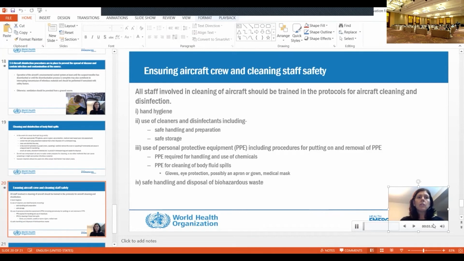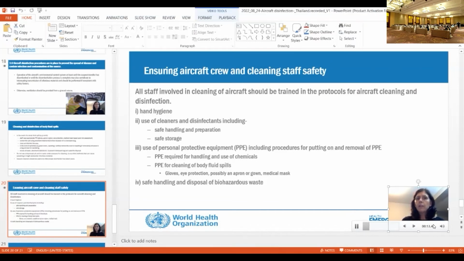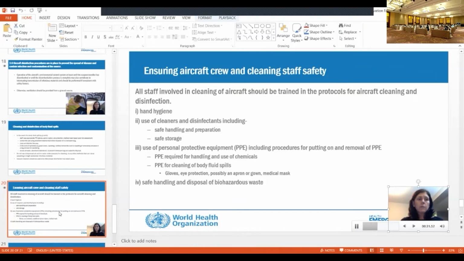Lastly, I want to mention aircraft crew and cleaning staff safety. Basically, all staff that are involved in any of the procedures for cleaning of the aircraft should be trained in the protocols, and this training should include hand hygiene. It should include the safe handling and preparation and storage of the cleaners and disinfectants. By preparation, we're talking about any mixing of them, how they're using them, how they're going to store and dispose of them.